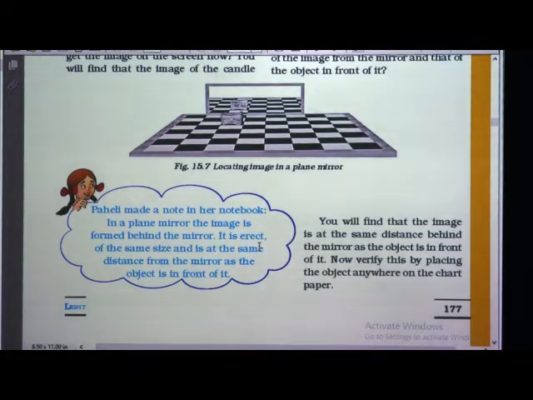Whatever distance there is between the object and the mirror in front of the mirror, you will find that same distance in the image formed in the plane mirror. So behind the mirror and in front of the mirror you will find the same distance. Paheli made a note of this observation. You also have to perform this activity at your home and note down your observations. Hope you understood how you get an erect image in a plane mirror.